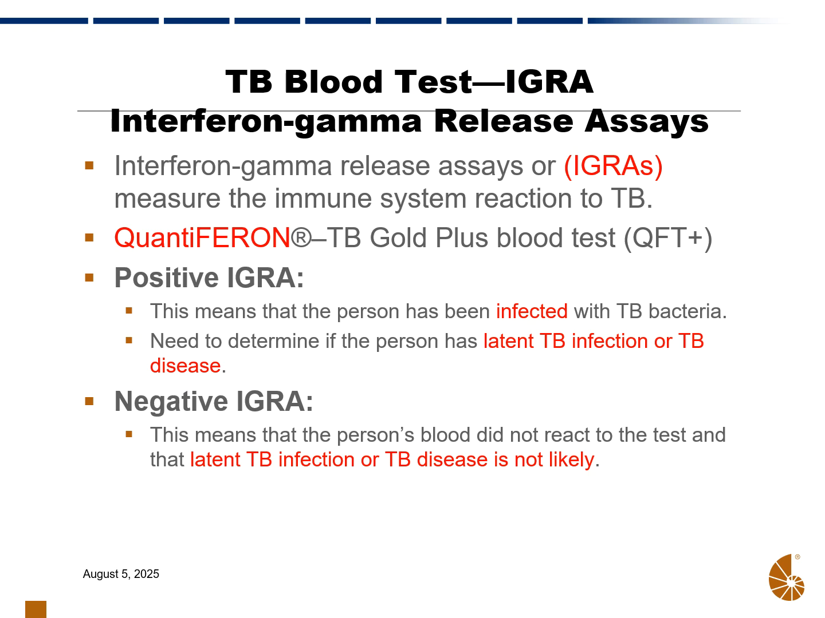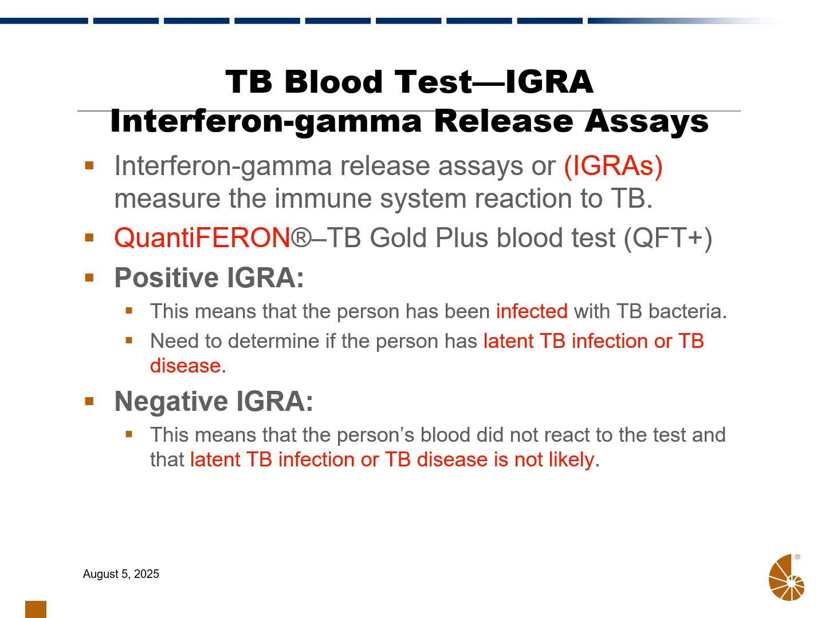So what's this IGRA that I mentioned, which is now being done actually more frequently than skin testing? IGRA stands for interferon gamma release assays. A lot of fancy words to measure the immune system reaction to tuberculosis in the body. The one we see most often in medical records is called the QuantiFERON TB Gold Plus blood test. So this is a blood test. It can be abbreviated QFT.